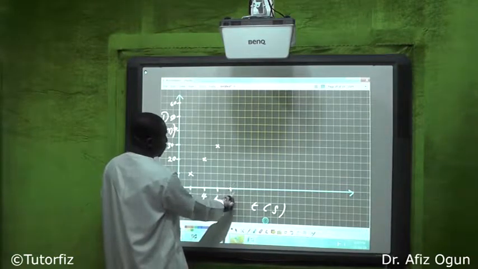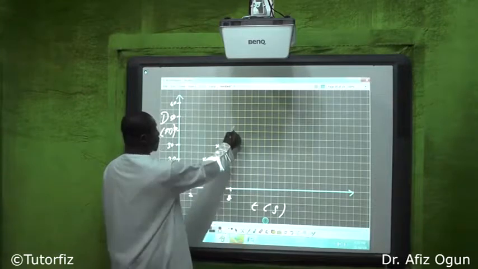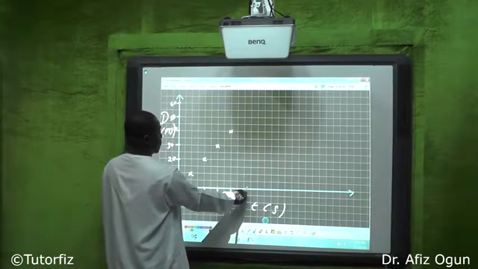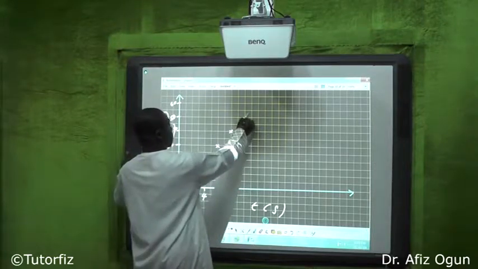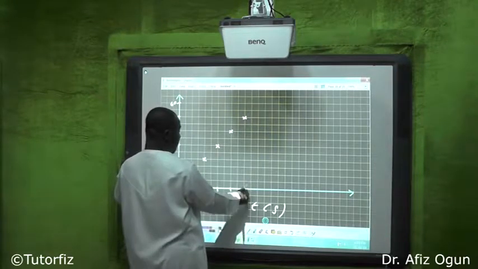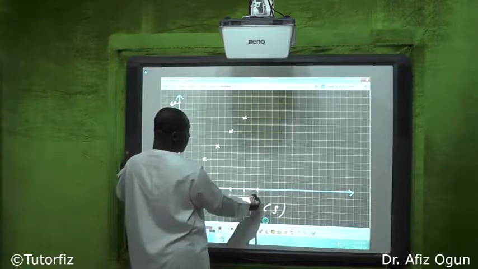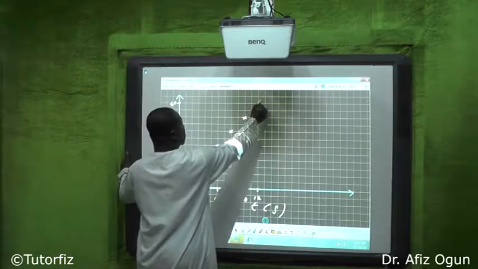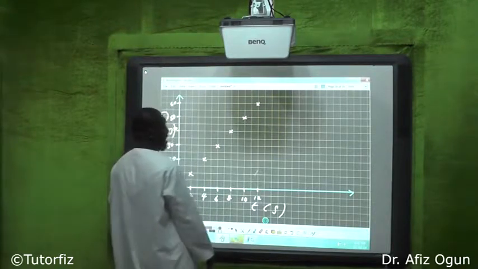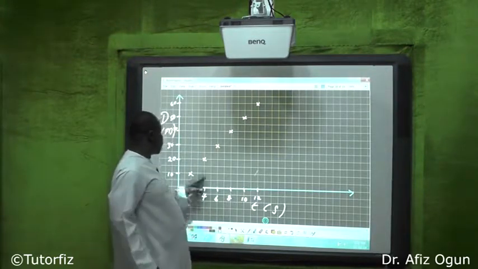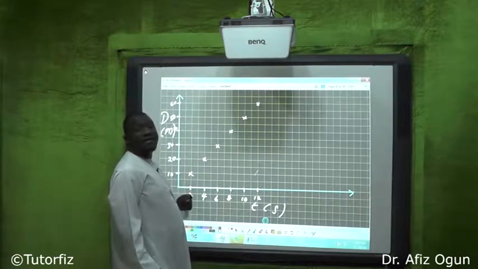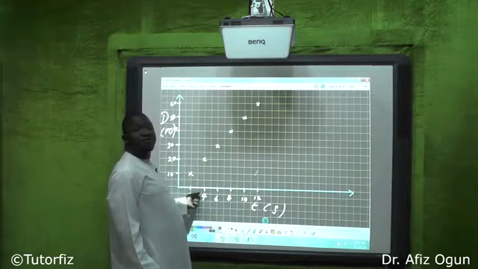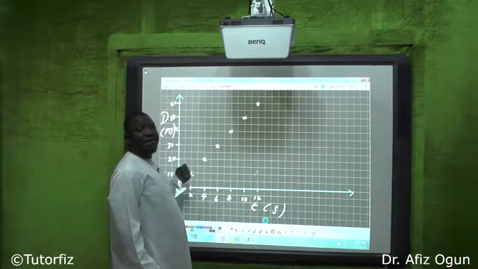So in 8 seconds, he has moved 40 meters. He has moved 50 in 10 seconds. And in 12 seconds, this guy has moved 60 meters. That means you can see every 2 seconds is increasing its distance by what? By 10 meters. Every 2 seconds is increasing its distance by 10 meters.